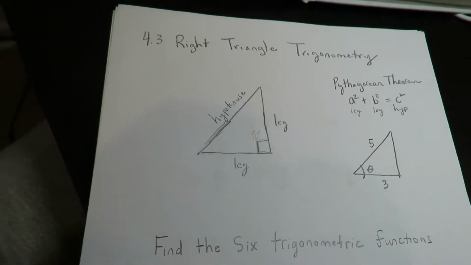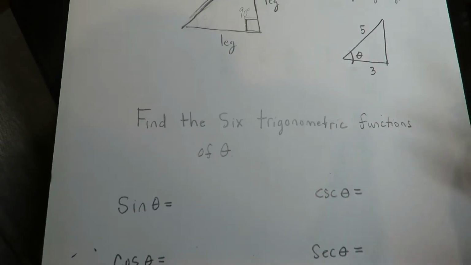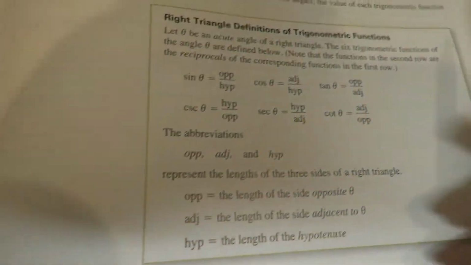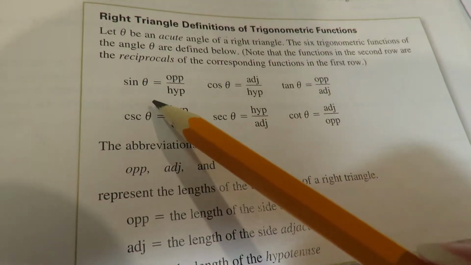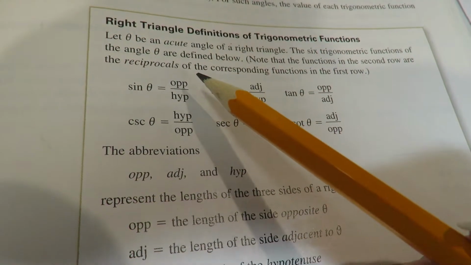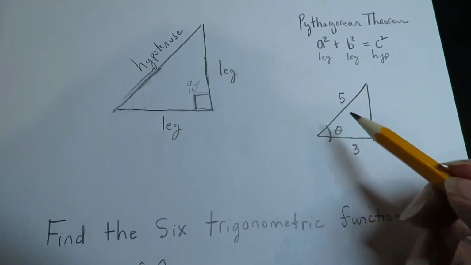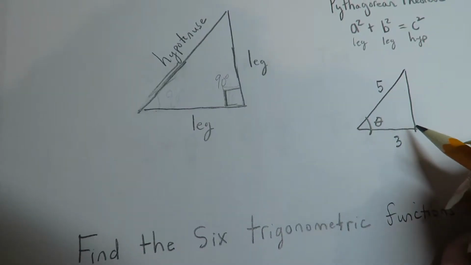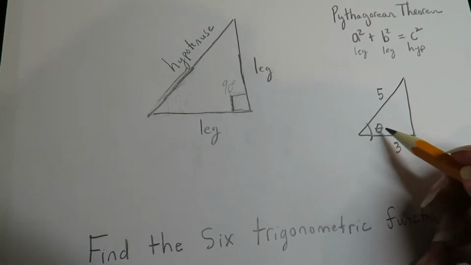Okay, so we are going to start this section by finding the 6 trigonometric functions of theta. Let's go over the things you have to do for that. When you're finding ratios of sides, sine would be the opposite over the hypotenuse, cosine is adjacent over hypotenuse, and so on. Opposite and adjacent are all in reference to the angle. The hypotenuse is always across from the 90 degrees, and the other two sides are generically called legs.